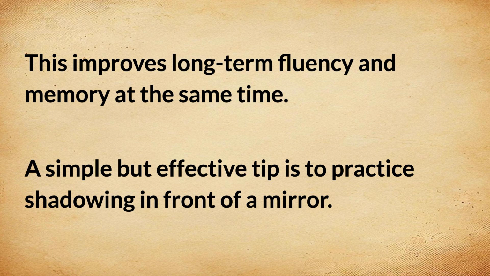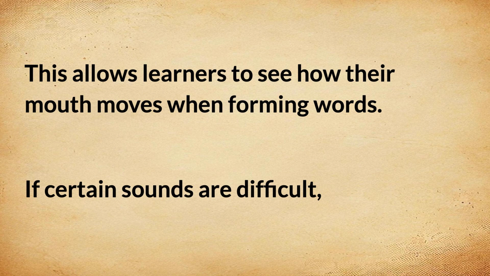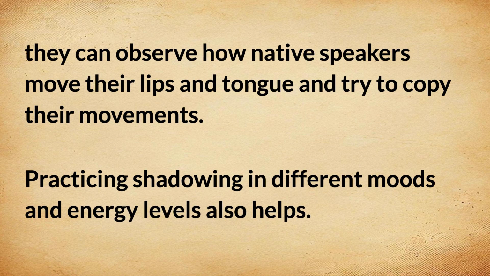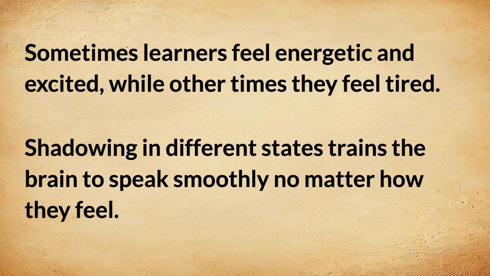A simple but effective tip is to practice shadowing in front of a mirror. This allows learners to see how their mouth moves when forming words. If certain sounds are difficult, they can observe how native speakers move their lips and tongue and try to copy their movements. Practicing shadowing in different moods and energy levels also helps.